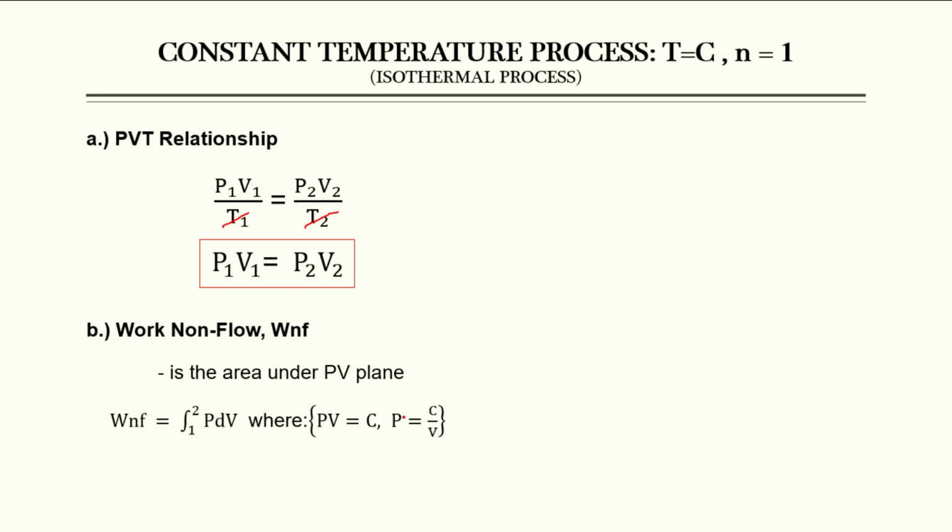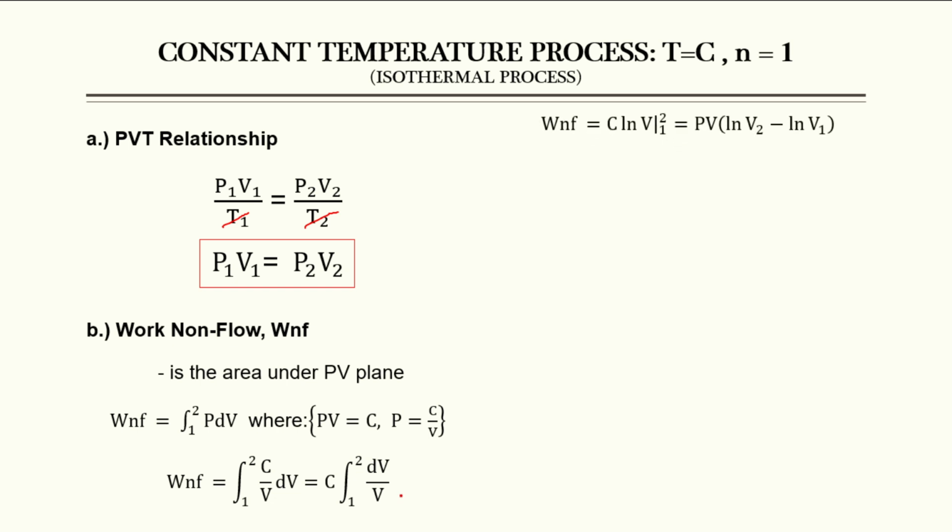Now, yung P natin dito, the value of P, i-substitute natin dito sa formula or the working equation. Therefore, palitan natin yung P ng C over V. Work non-flow is equal to integral of C over V. Copy natin yung dV, limits from 1 to 2. Then, as a rule sa integral, lahat ng constant, pwede nating ilabas. Okay? So, since ang ini-integrate natin ay dV, ilabas natin yung C, which is constant. Therefore, ang working equation natin is equal to C integral of dV over V limits from 1 to 2. Okay. So, kunin natin yung integral nito. dV over V is equal to ln V.